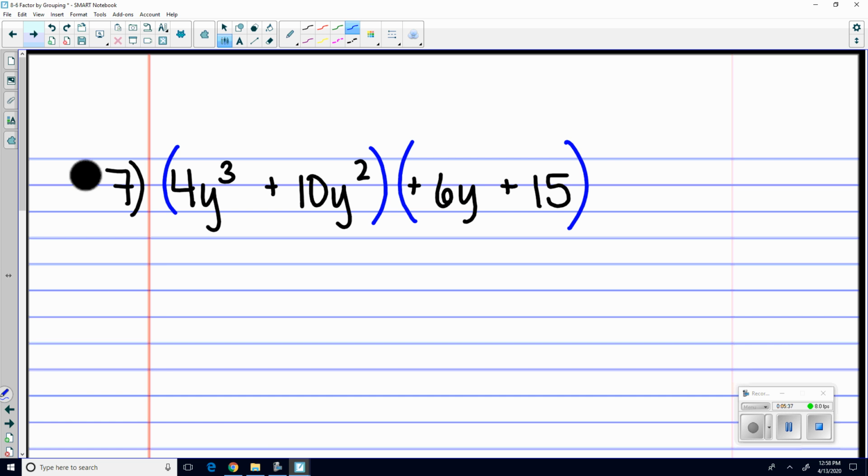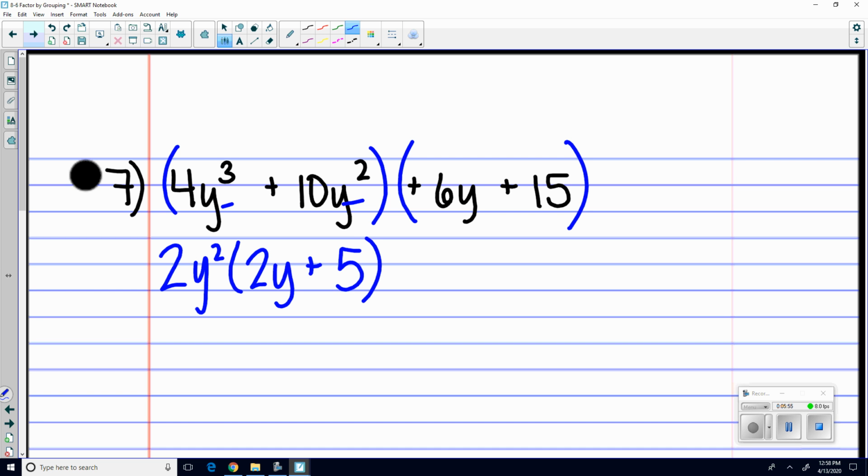All right, let's see what they share. 4 and 10 are both even, so we'll pull out a 2, and then y cubed and y squared will take on a y squared. So let's divide each of these terms by that greatest common monomial factor. I'm left with 2y plus 5.